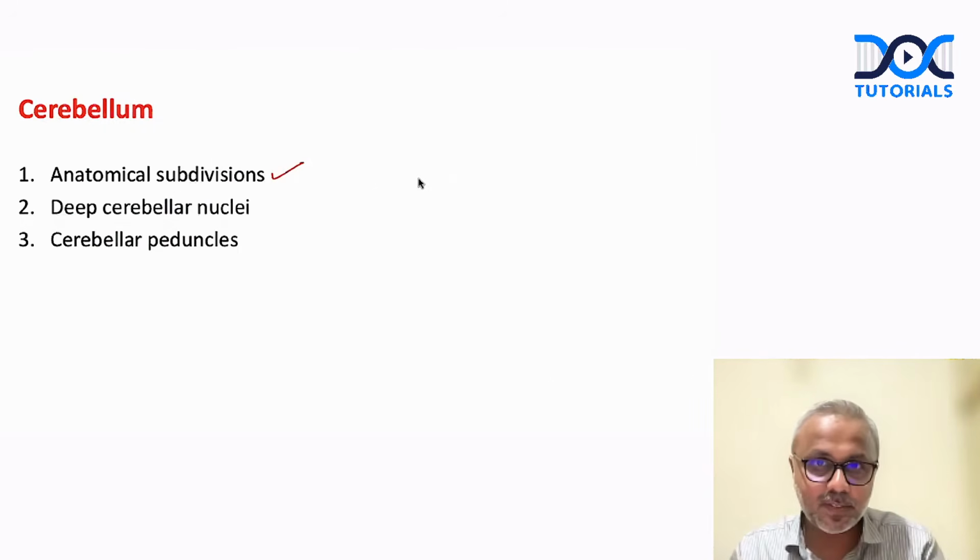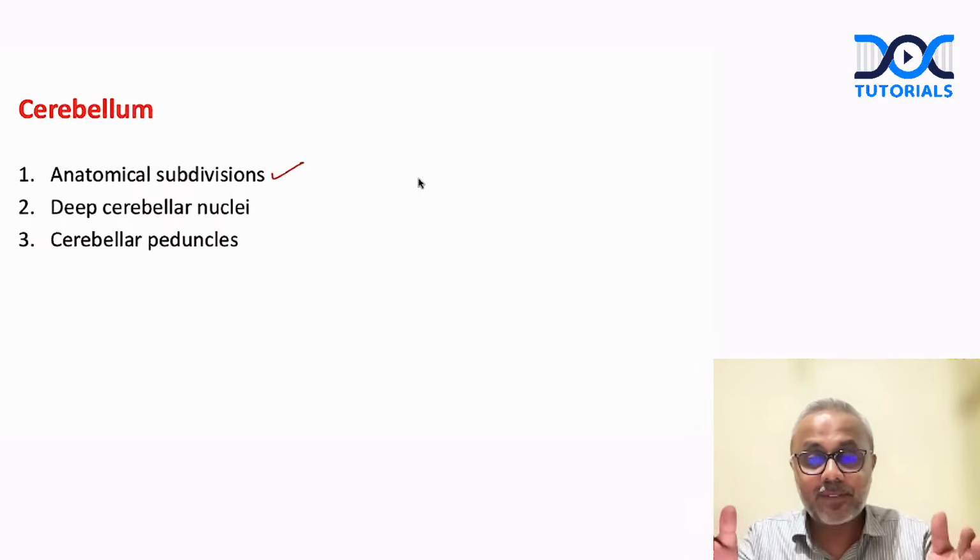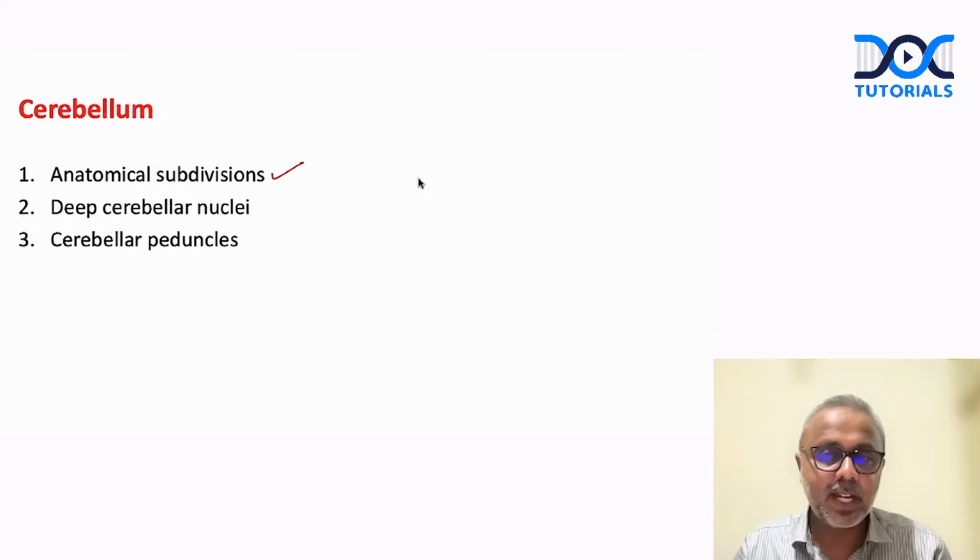So the parts of the vermis are the lingula, then the central lobule, culmen, declive, folium vermis, tuber vermis, pyramid, and uvula. Correspondingly, on the cerebral hemisphere, we have the quadrangular lobule, ala, superior semilunar lobule, and inferior semilunar lobule. This is a must again, right? You must know the anatomical subdivisions of the cerebellum, right?